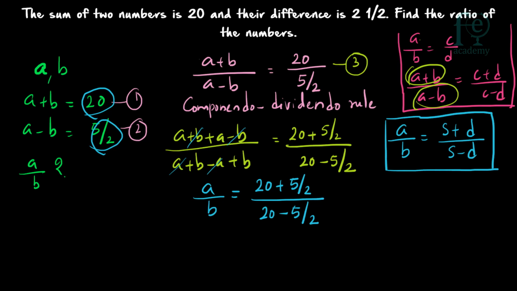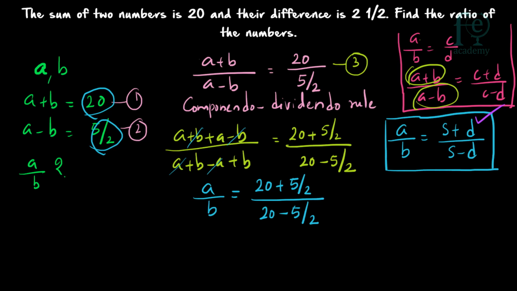So I was just trying to derive this formula by using the componendo dividendo rule. So once we derive this formula, you need to remember this formula only. The ratio of the numbers will be given as sum plus difference divided by sum minus difference. When the sum of the numbers is given and the difference of the numbers is given, you just have to find out sum plus difference, the whole divided by sum minus difference in order to find out the ratio of the numbers.